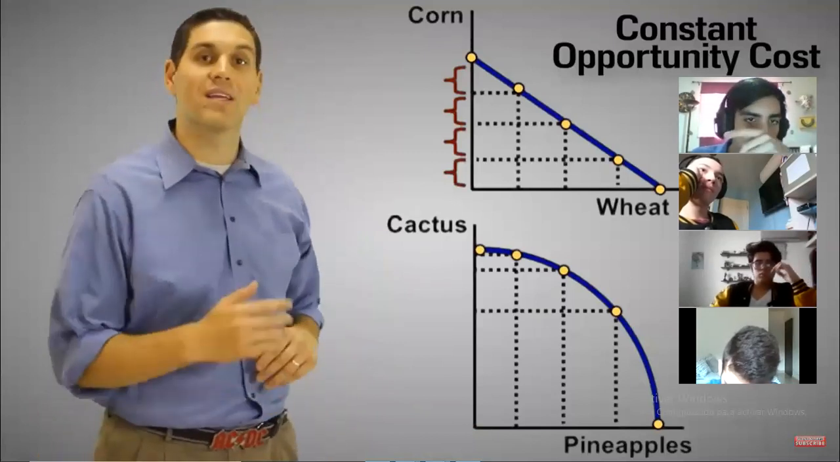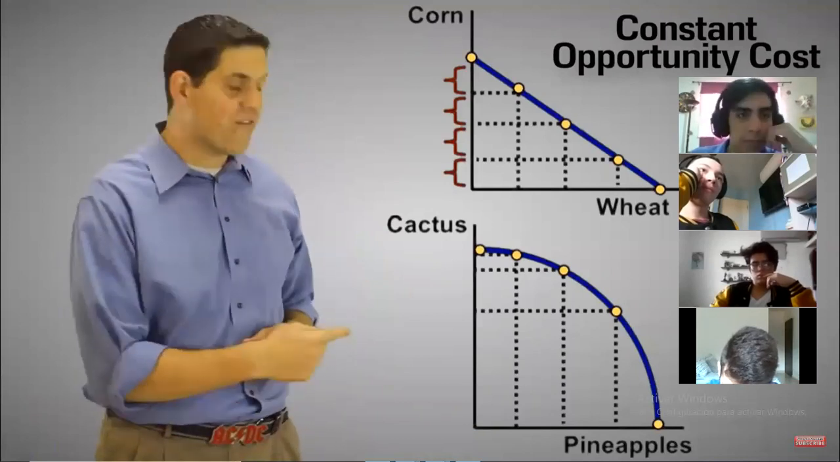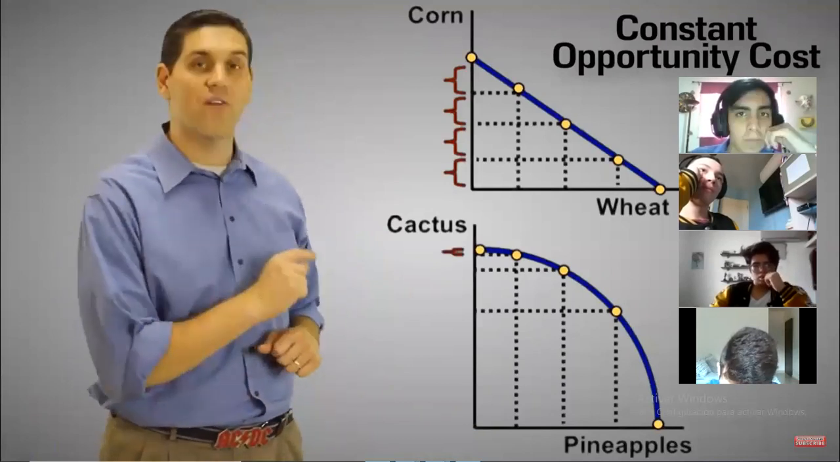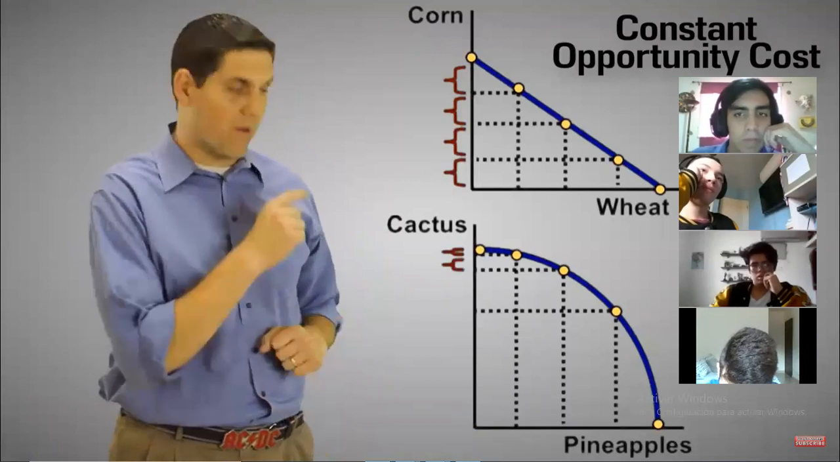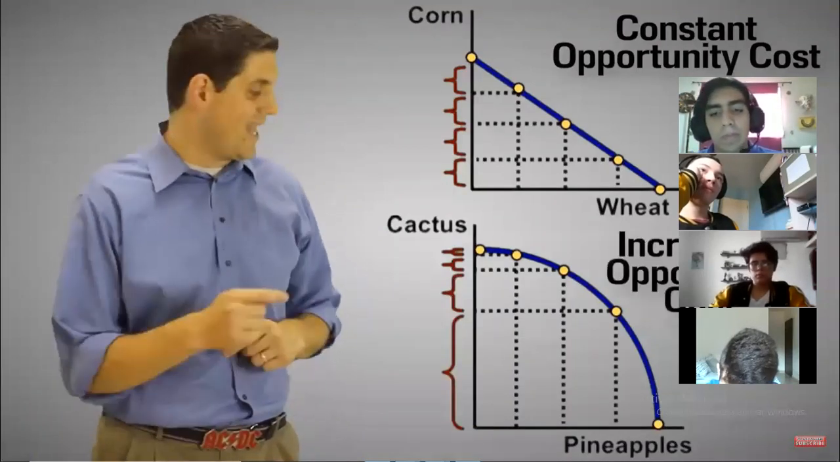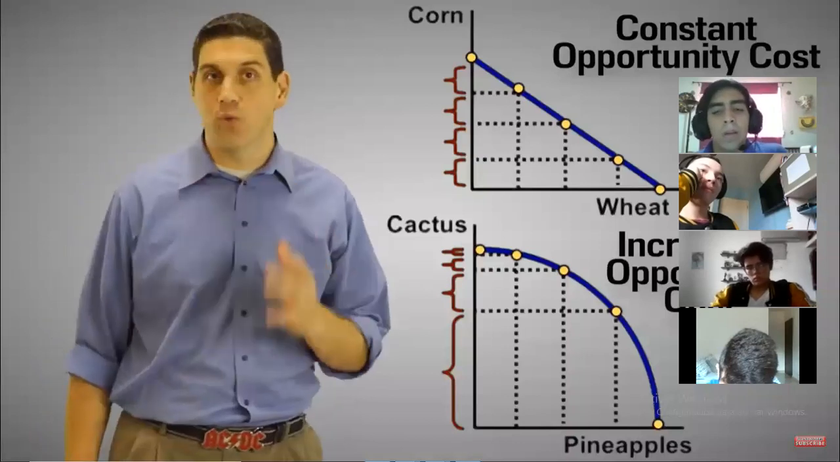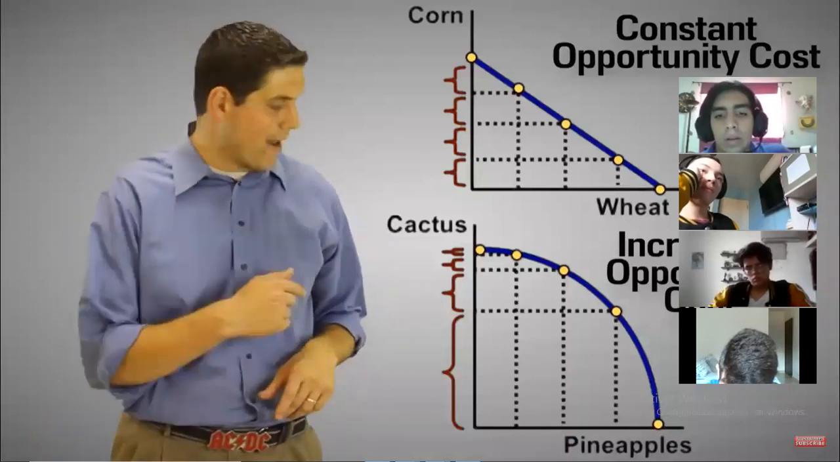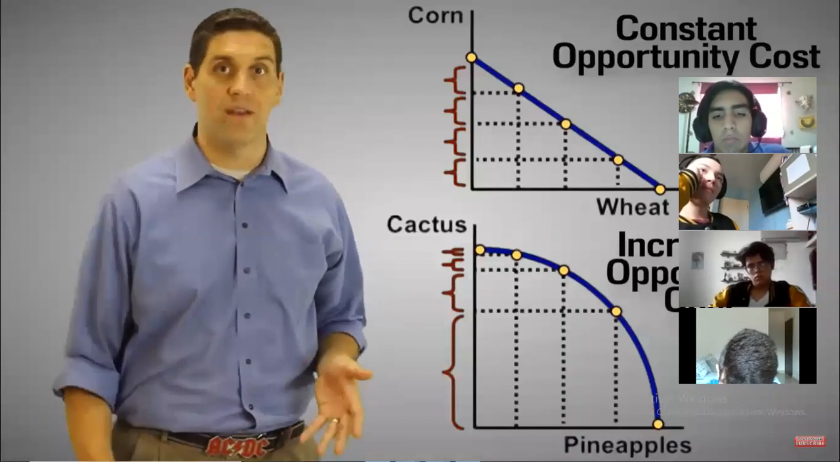But down here, when it comes to cactus and pineapples, when you produce the very first pineapple, you give up just a little bit of cactus. When you produce the next pineapple, you give up even more, the next one even more, and the last one, a whole lot of cactus you give up. This is called increasing opportunity cost. It's because the resources, the land and climate to produce pineapples and cactus are completely different. But the plural of cactuses is cacti.